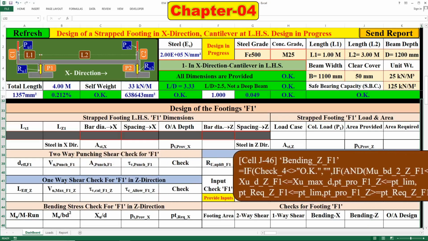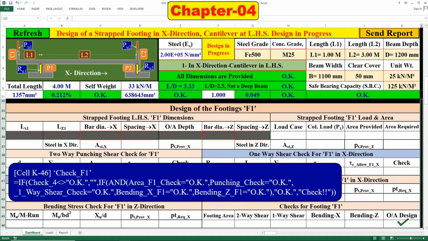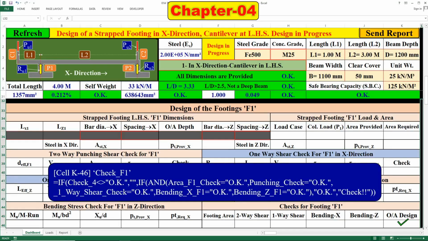After performing all these checks, next is the check for the overall design of footing F1 in cell K46. The defined name of the cell is check_F1. Here, Excel will first check check_4. If it does not find check_4 equal to OK, this cell will remain blank.